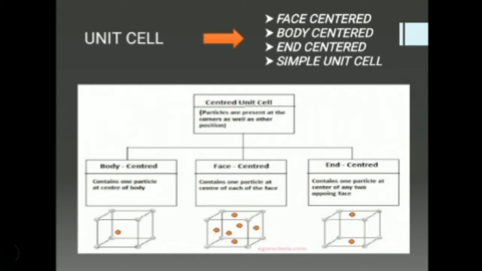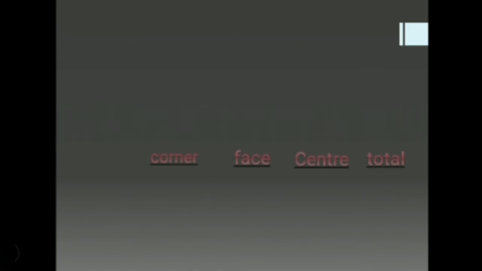You can see this diagram of body centered. Just imagine you cancel out this body centered atom, and you get only the 8 corners with these 8 atoms settled, and that gives you a simple unit cell. Next, let's learn about the composition of these atoms which are present in these unit cells.